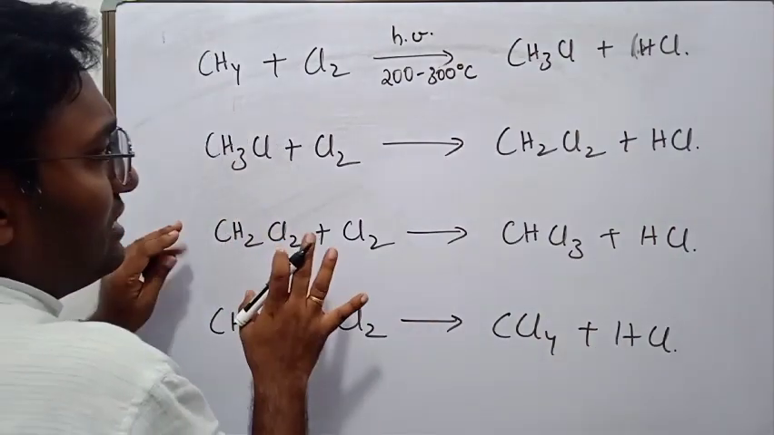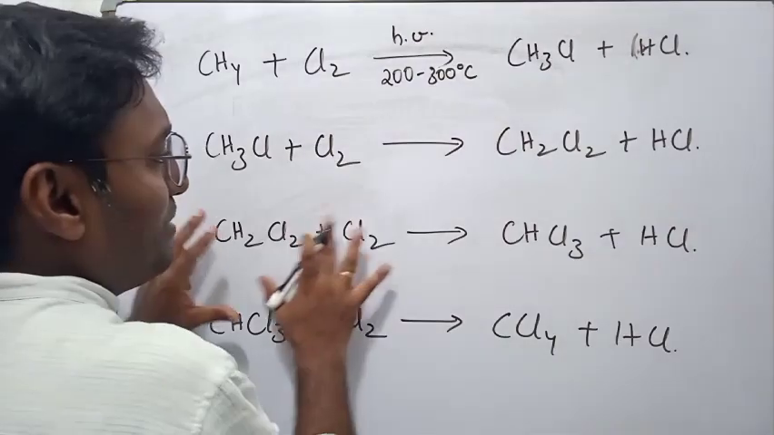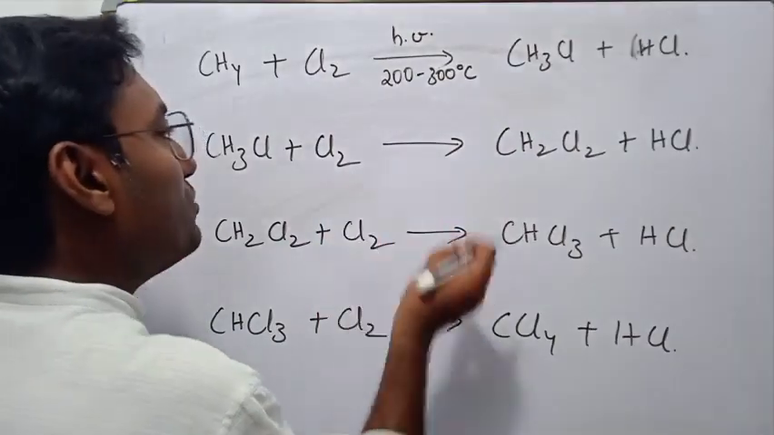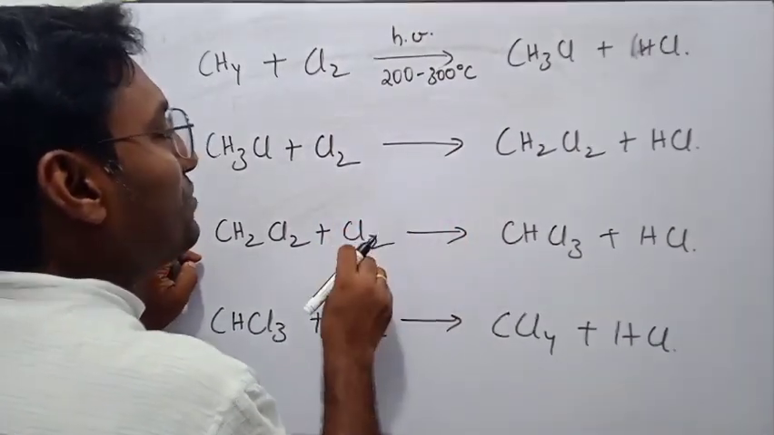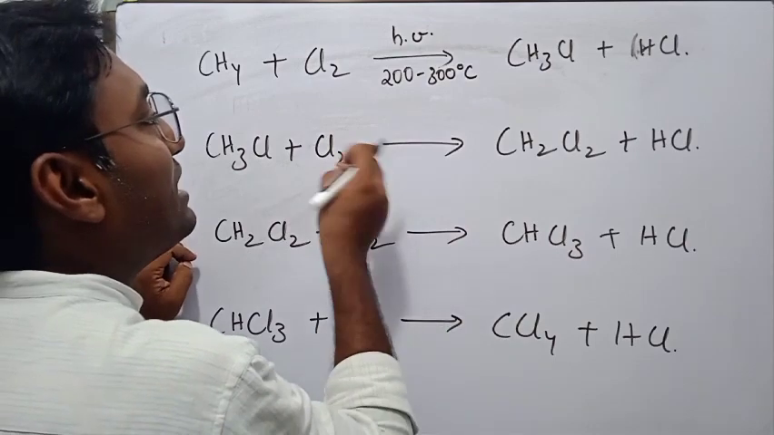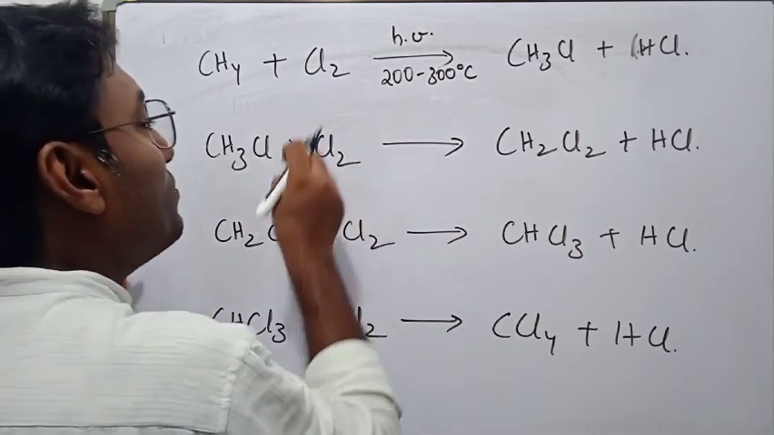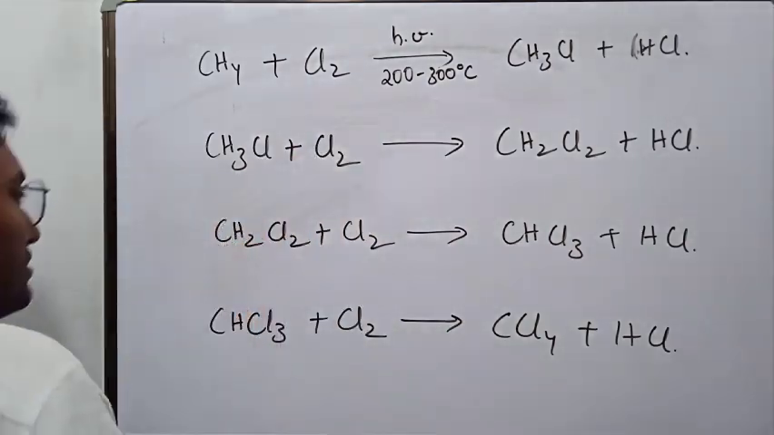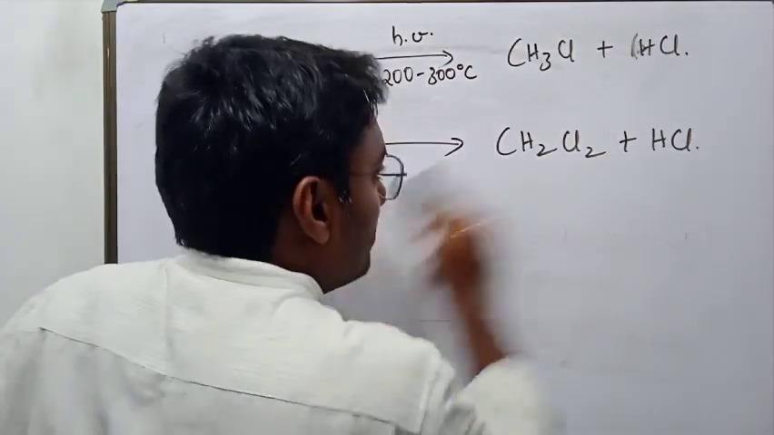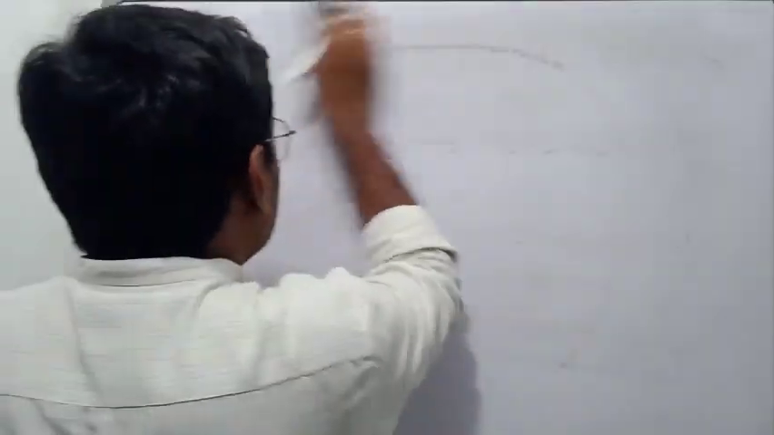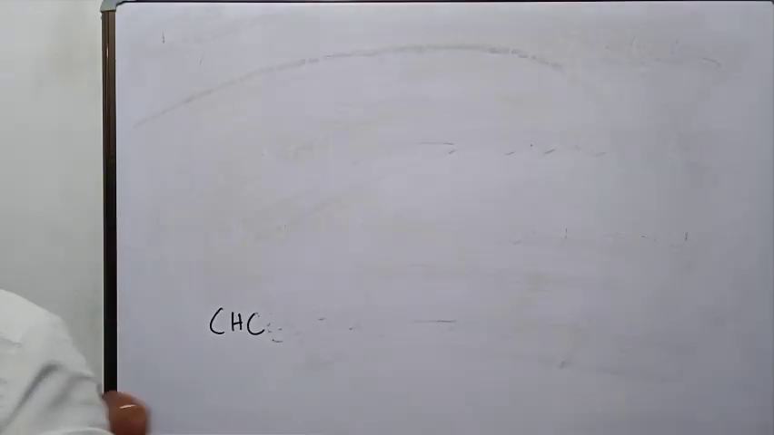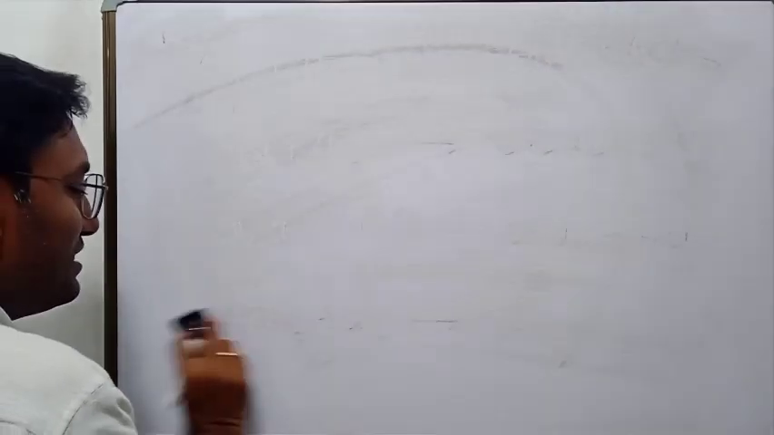To understand the mechanism of this reaction, we will have to look into the mechanism. I already told that this mechanism is free radical substitution mechanism. So we will look into that mechanism now. Mechanism. The mechanism consists of 3 steps. How many steps? 3 steps.